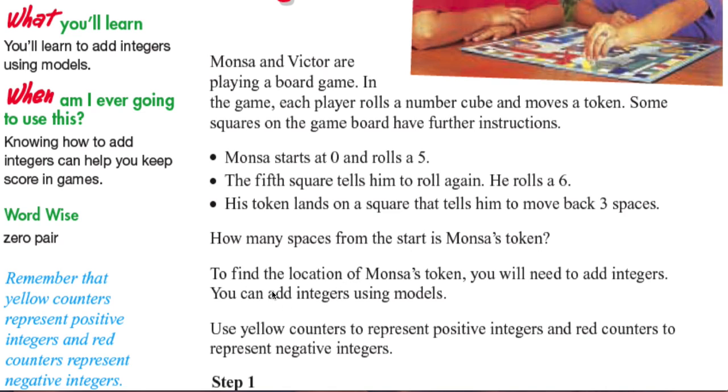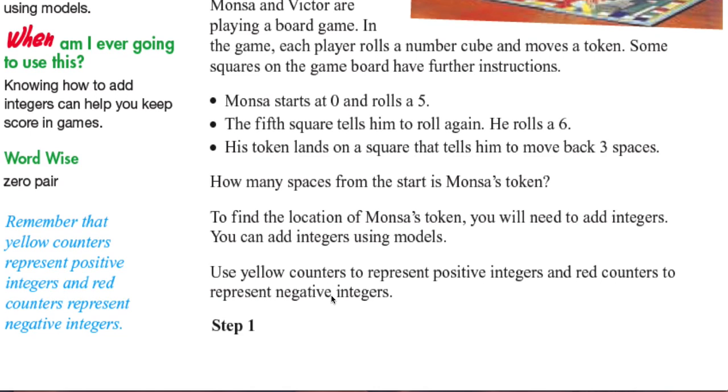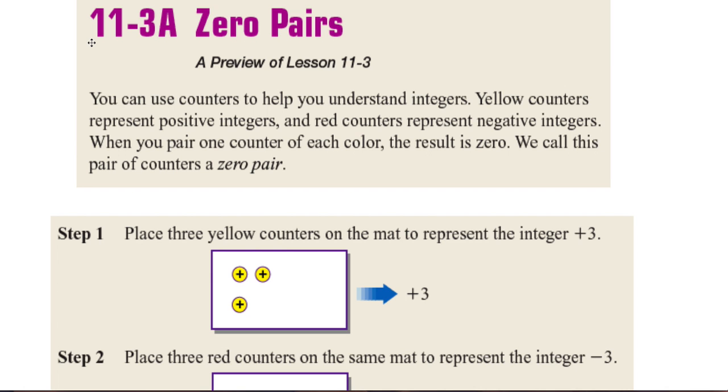Remember what integers are: a set of whole numbers and their opposites, including 0. Use yellow counters to represent positive integers and red counters to represent negative integers. Before we answer this, let's go to an introduction to zero pairs. Before we start answering Monza and Victor's problem, let's take a look at what zero pairs are.